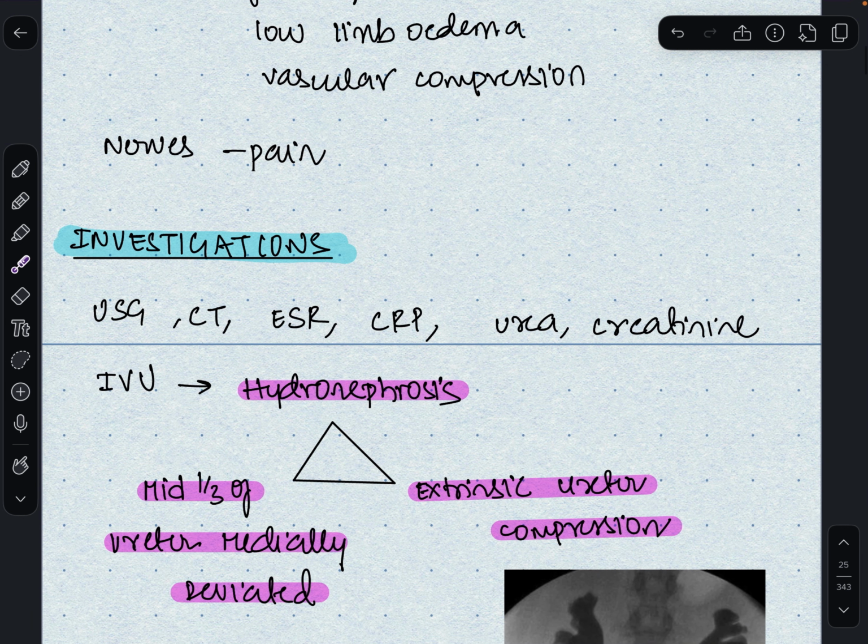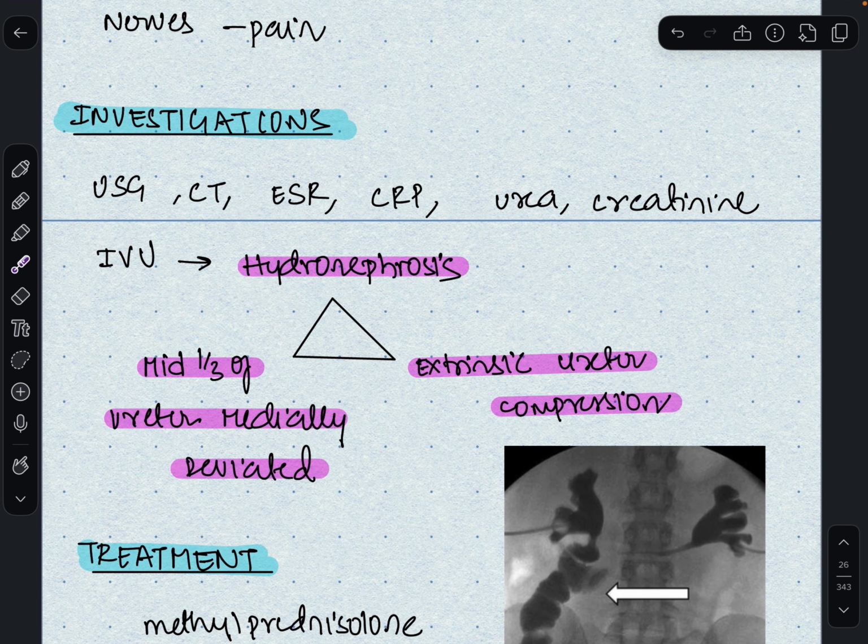What will be the investigations you'll do? You can do this USG and then CT and ESR and CRP to rule out any infection, which can be again a cause of retroperitoneal fibrosis, right? And also urea, creatinine to see the functioning of the kidney. And in the IVU, you can see these three things which are important to remember.